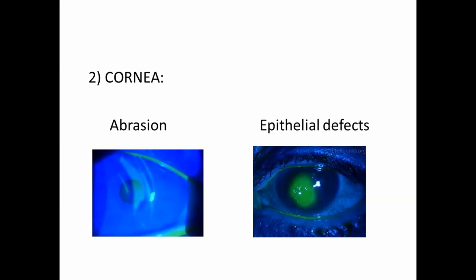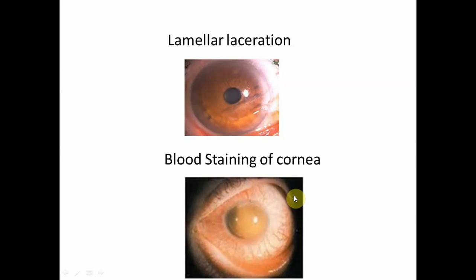The cornea, the manifestations include corneal abrasion. These are basically lesions which you see on the corneal surface because of ocular injury. You can also see some forms of epithelial defects as we see in this picture here. Lamellar lacerations. So the term lamellar is pretty important here because it's not a full thickness injury which is happening. It's a partial thickness wound. So we call it a lamellar laceration.